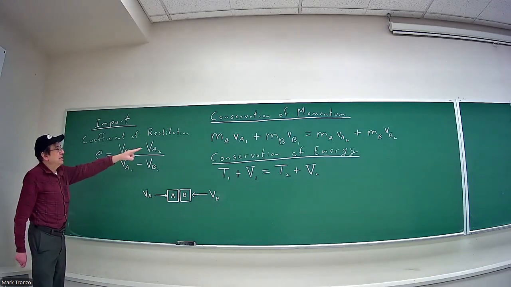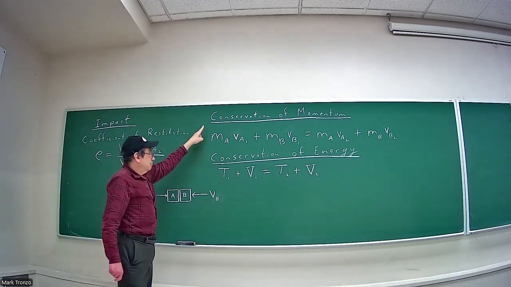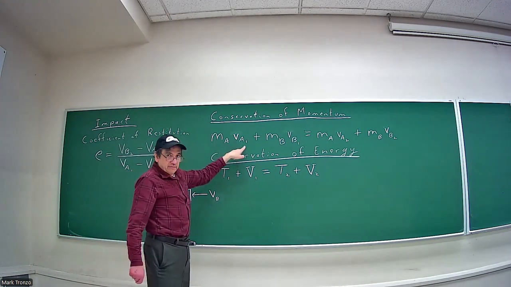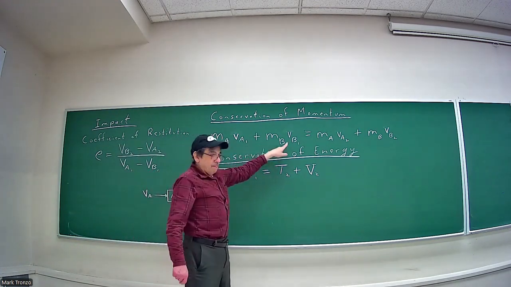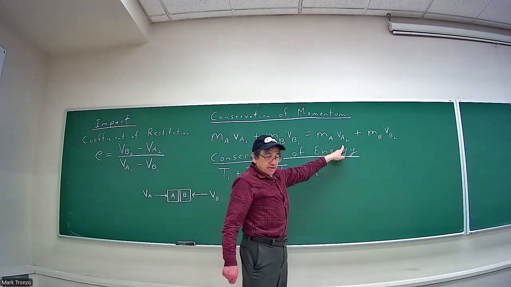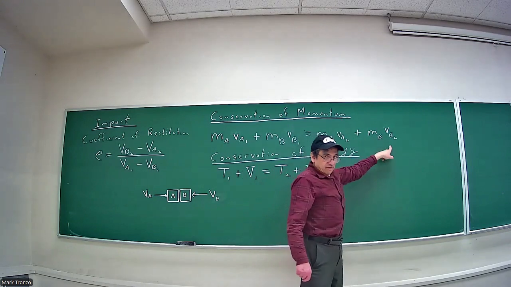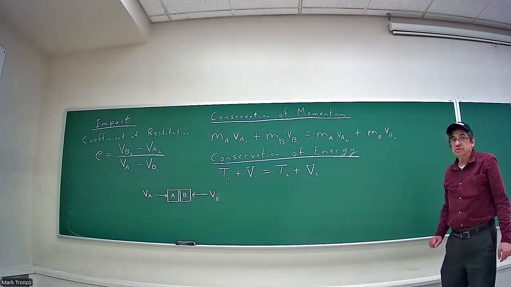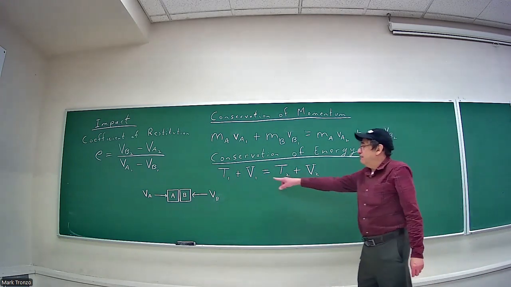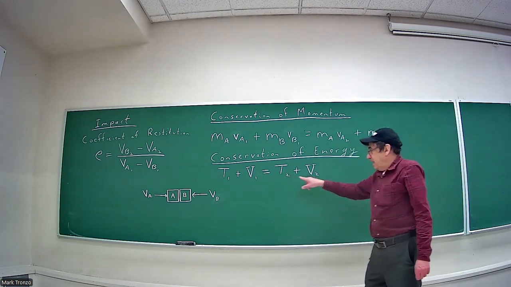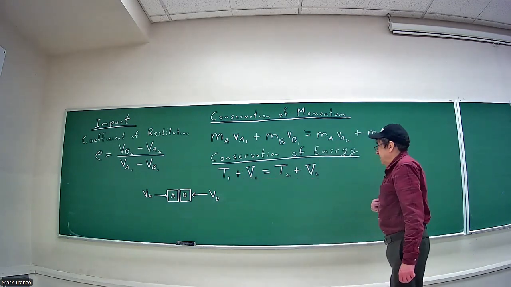And we're also going to need conservation of momentum: mass of A times the initial velocity of A, plus mass of B times the initial velocity of B, equals mass of A times final velocity of A, plus mass of B times final velocity of B. And in many cases, we're going to need conservation of energy. Now here, the V's, I made them a little bit different. These are potential energies, and the T1 and T2 are kinetic energies.